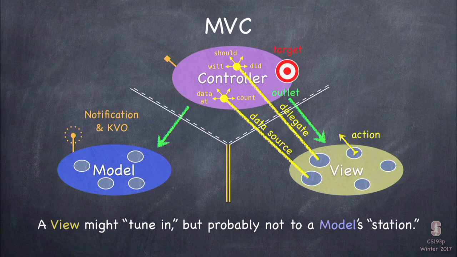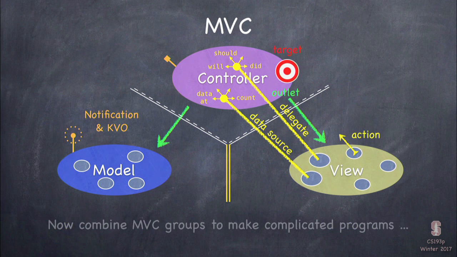Some people ask, can a view tune into a radio station? And the answer is, yeah, it probably could. It wouldn't necessarily violate MVC, but the problem is a generic view wouldn't know what radio station to tune into anyway, so it's really a non-issue there.